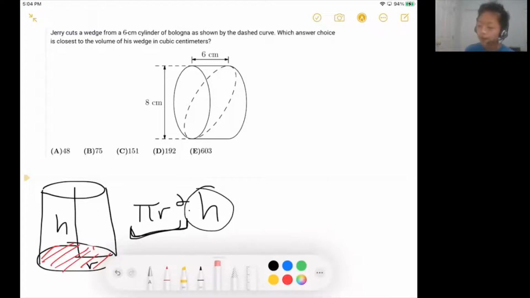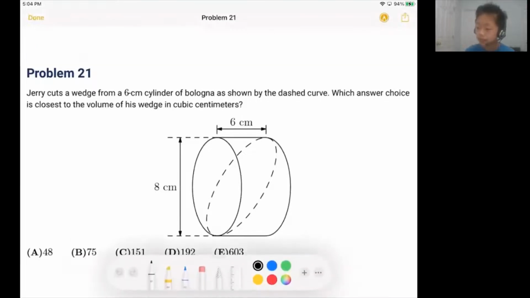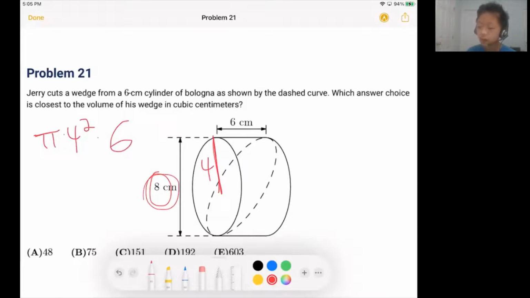So we see that the radius of the cylinder is going to be 4, because we know the diameter of the cylinder is going to be 8. So that means this length here is going to be 4, 8 divided by 2. So using our formula for the volume of a cylinder, we would do pi times the radius squared, which is 4 squared, times the height, which is 6. So pi times 4 squared is 16 pi, times 6 is 96 pi.